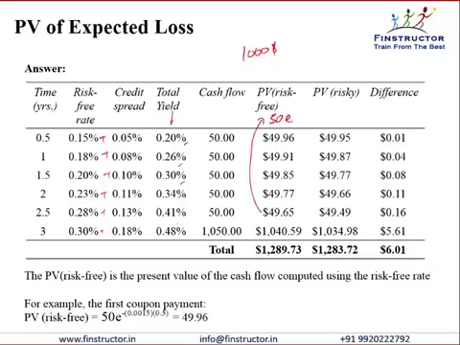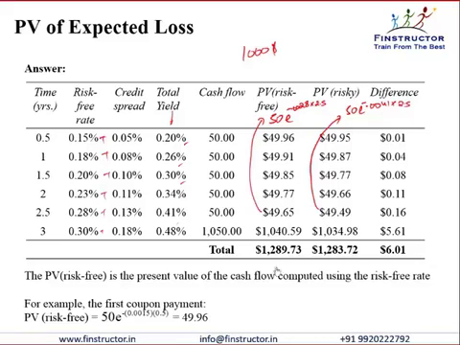50 into e raised to the power minus 0.0028 into 2.5, because it's coming 2.5 years away. Similarly at t equal to 2.5, here would be 50 into e raised to the power, we're computing the present value, so there has to be an e raised to the power minus 0.0041, that is the total yield, multiplied by 2.5, which comes out to be 49.49.